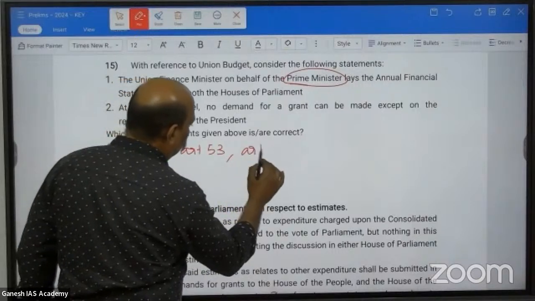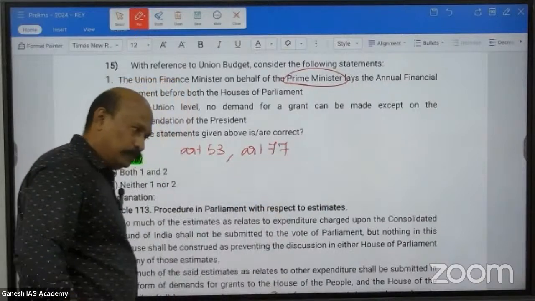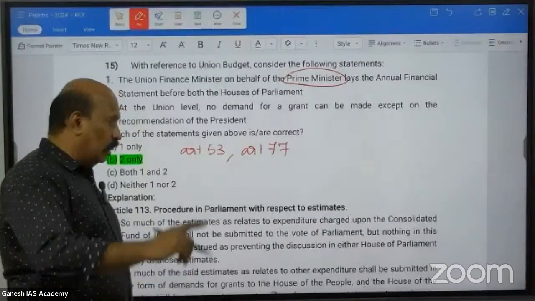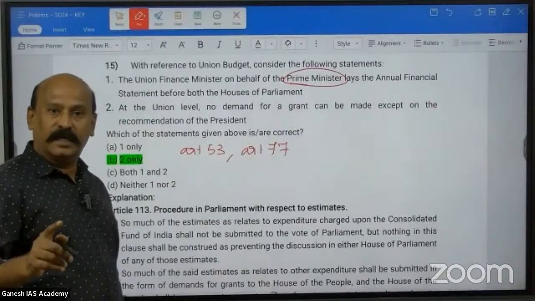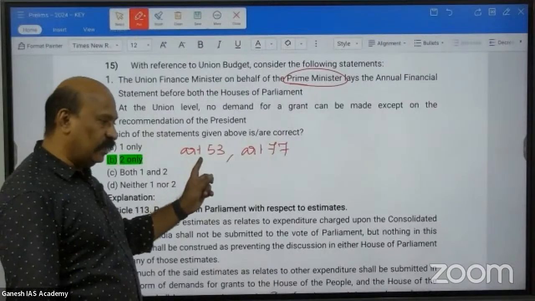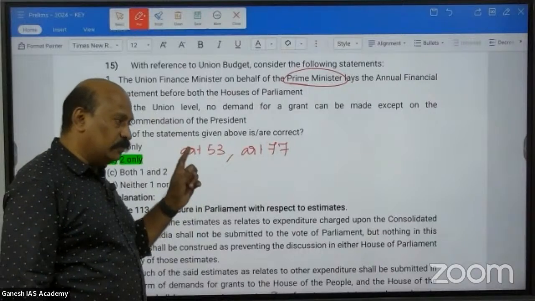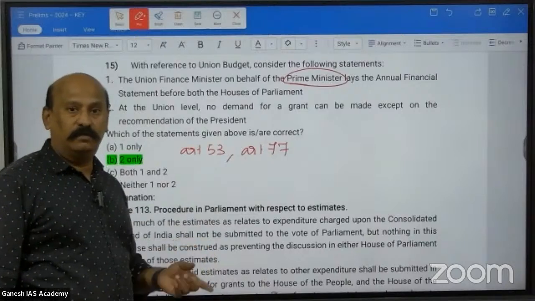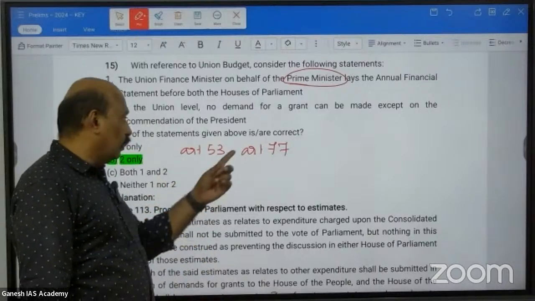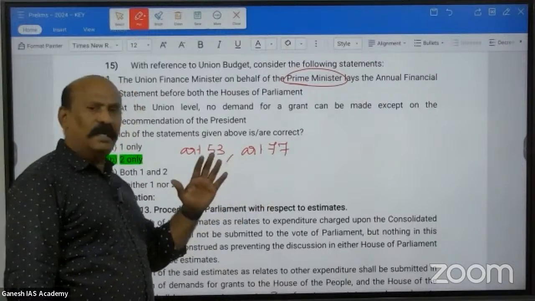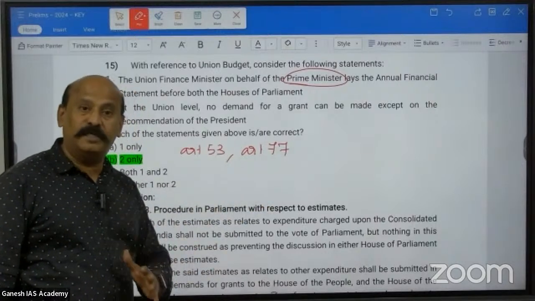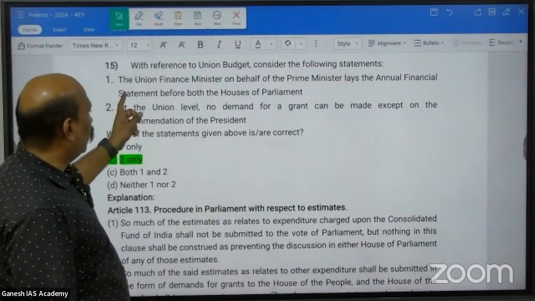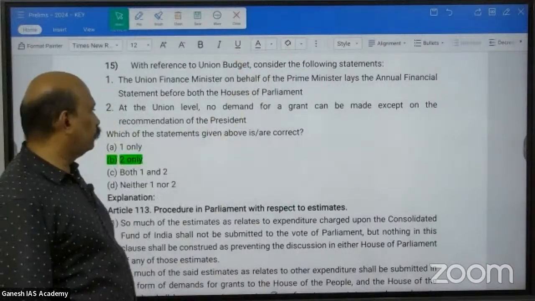and Article 77 of the Constitution. The executive power of the union is vested in the president, and all actions or orders shall be taken in the name of the president. Article 53 says the executive power of the union is vested in the president, who shall exercise it either directly or through officers subordinate to him in accordance with this constitution. Article 77 is very clear. All actions under this constitution shall be expressed to be taken in the name of the president, not prime minister. So if you remember that, you can very well say that statement 1 is wrong.